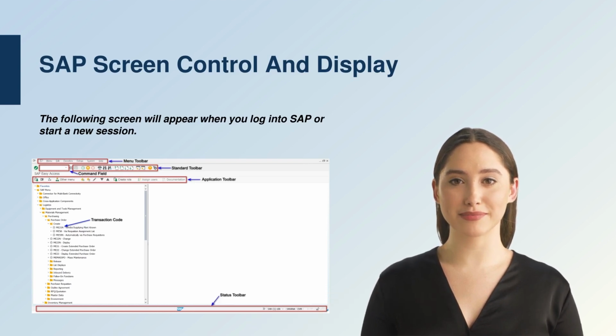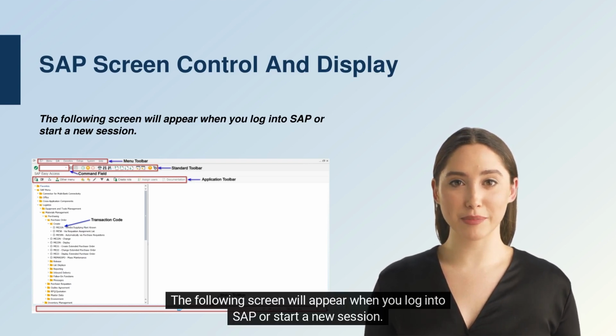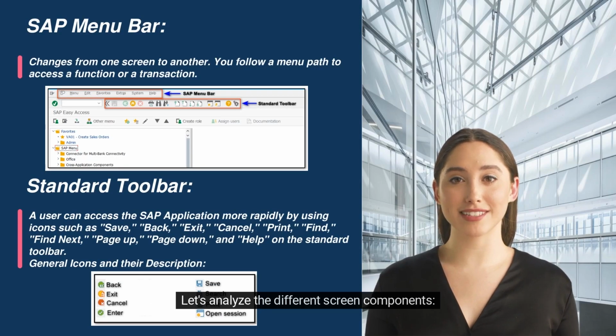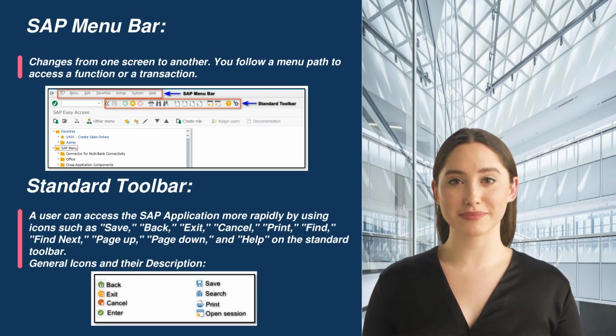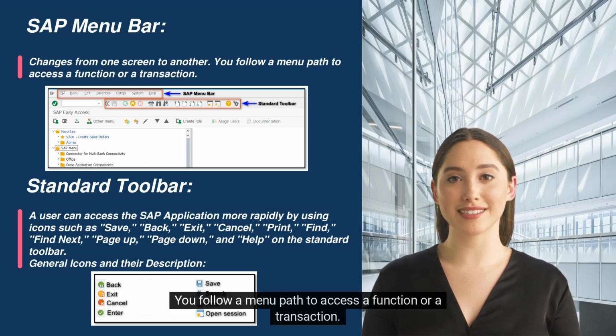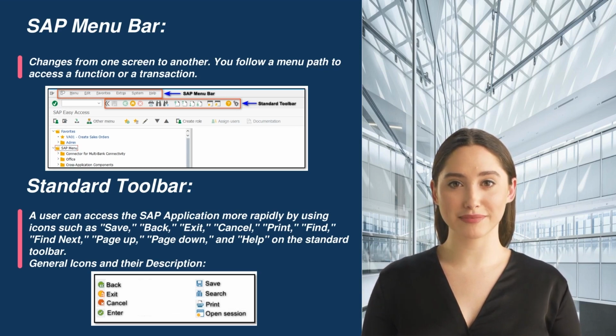Let's have a look. The following screen will appear when you log into SAP or start a new session. Let's analyze the different screen components. SAP menu bar changes from one screen to another. You follow a menu path to access a function or a transaction.